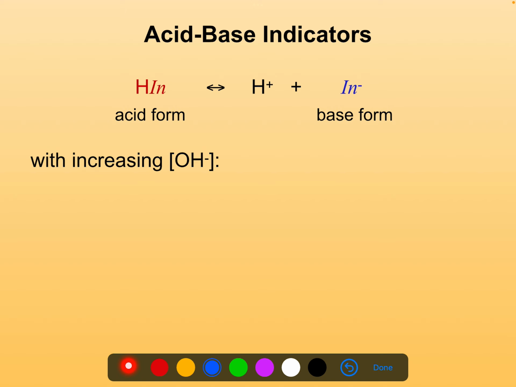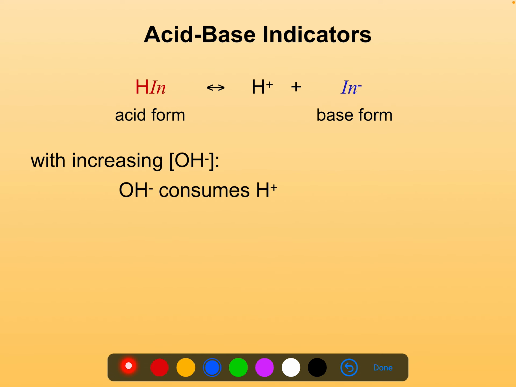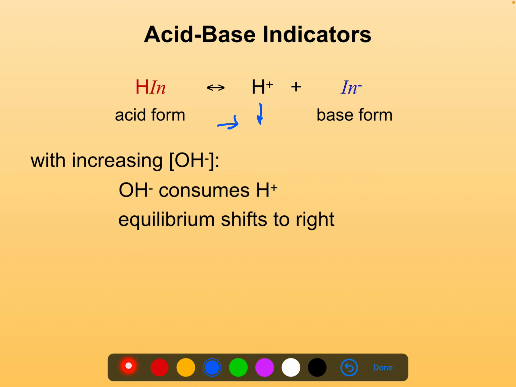Whereas if we added hydroxide, now hydroxide is not in this equation itself, but hydroxide reacts with hydrogen. So that would decrease the amount of hydrogen, shifting the reaction towards the product side. So it would shift towards the right. And on the right, we have that ionized conjugate base, which would be blue. So that would cause the reaction to shift to blue from red.